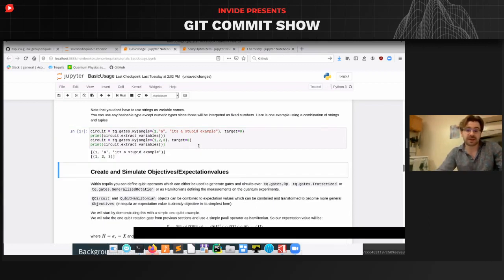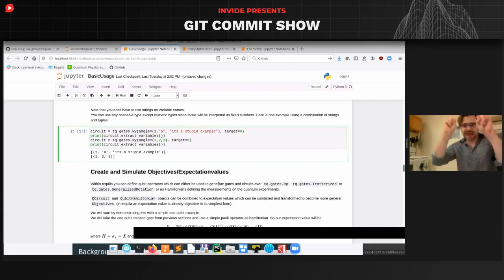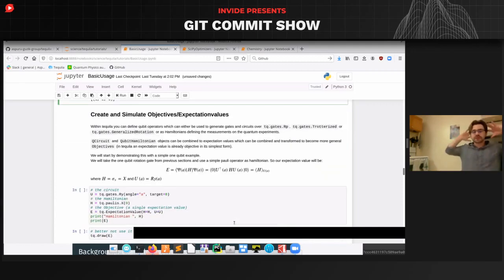We could have an angle that's a more bizarre hashable type. Any hashable type will work. So if you want to get really bizarre and you pass down the tuple 1, A, and it's a stupid example, that works too. We try to be as flexible in the code base as people might want to be. But the real focus here is on optimization.